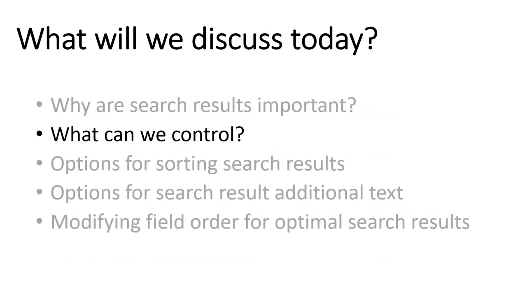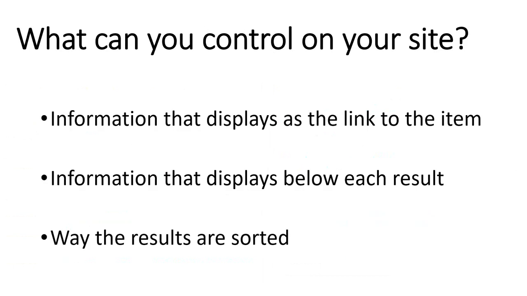So now we know that we want our search results to be informative, but what exactly can you control to make sure that they are informative? Well, the good news is that you can control a lot. You can control the information that acts as the result itself, the information that displays below each result, and the way that the results are sorted.